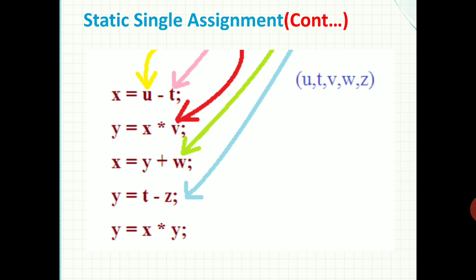So we use separate variables, using some subscript to distinguish each different variable. Subscript means we are assigning x to x1, then x2. There are two x assignments, that is x equal to u minus t and x equal to y plus w. We are going to assign two variables for that.